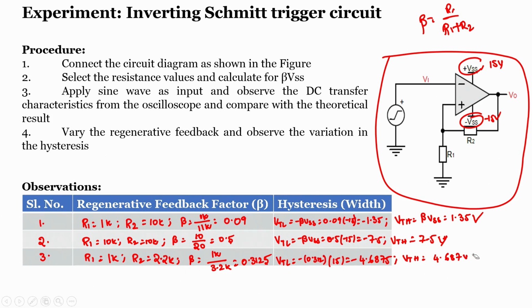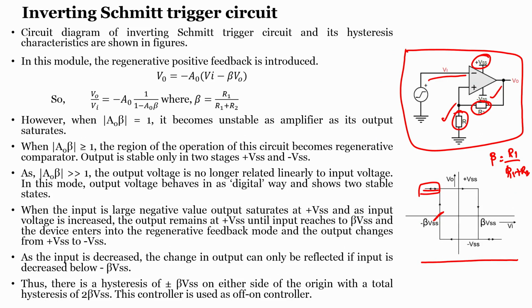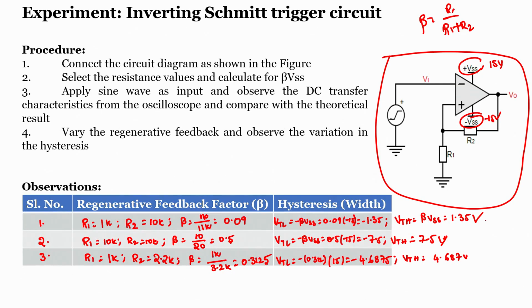So, what do we mean by hysteresis width? When we look at the previous one, the hysteresis width is nothing but the difference between the lower threshold and the higher threshold. In this case, those are 1.35 and plus 1.35, then 7.5 and 7.5, then 4.6875 and plus 4.6875. Now, we will verify the same thing with our simulation, then we will verify with our TI board too.